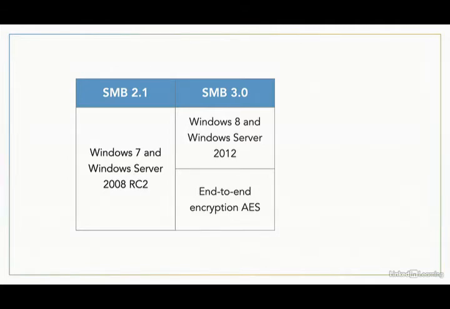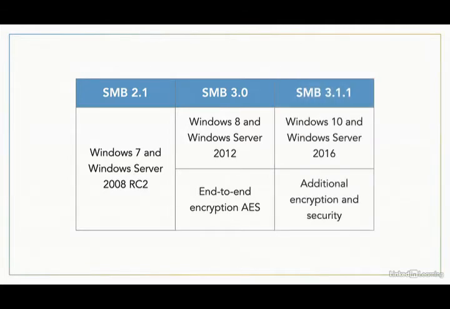SMB 3.1.1 was introduced with Windows 10 and Windows Server 2016. Additional encryption support was added, and it also implements a pre-authentication integrity check. If it determines that a client is SMB 2 or greater, it makes secure negotiations mandatory.